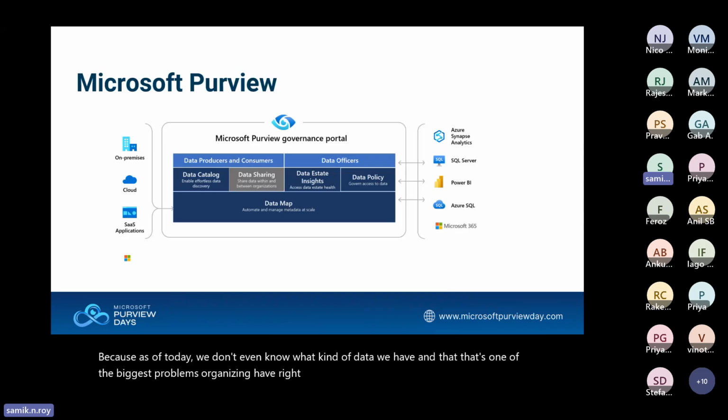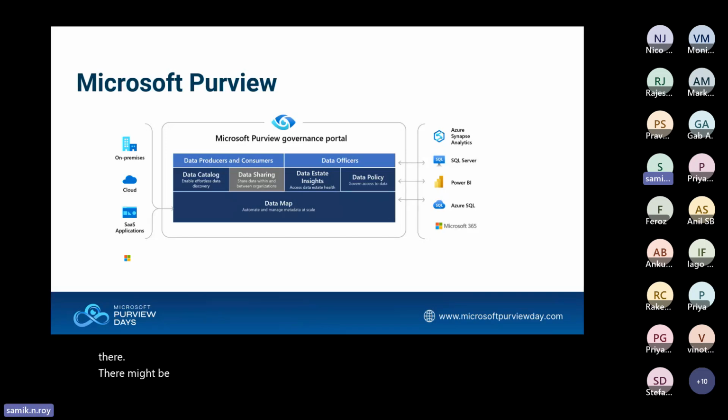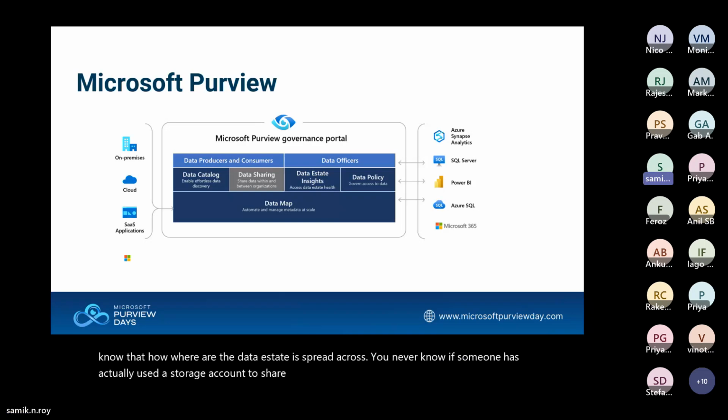Also, once we do all this analysis and data scanning, we get estate insights, like how big the environment is. When you start scanning, you may not know that there's an S3 bucket listing all your vendors, or a MongoDB carrying all your app transactions. You never know where the data estate is spread across. You never know if someone has used a storage account to share something against your policy, maybe even to a customer. Now, you can apply policies across all those things to understand them.